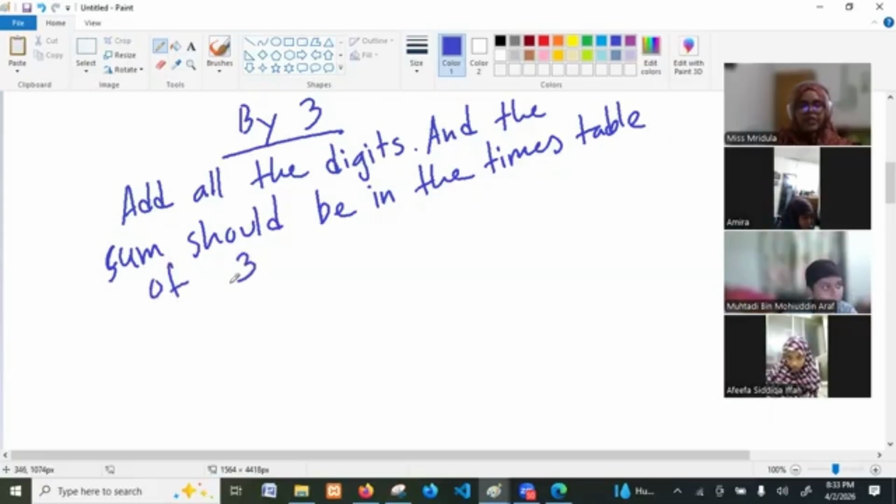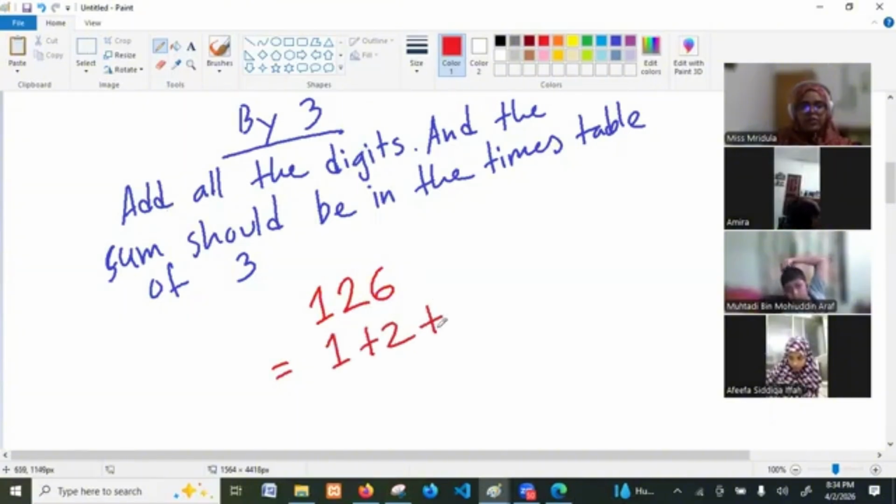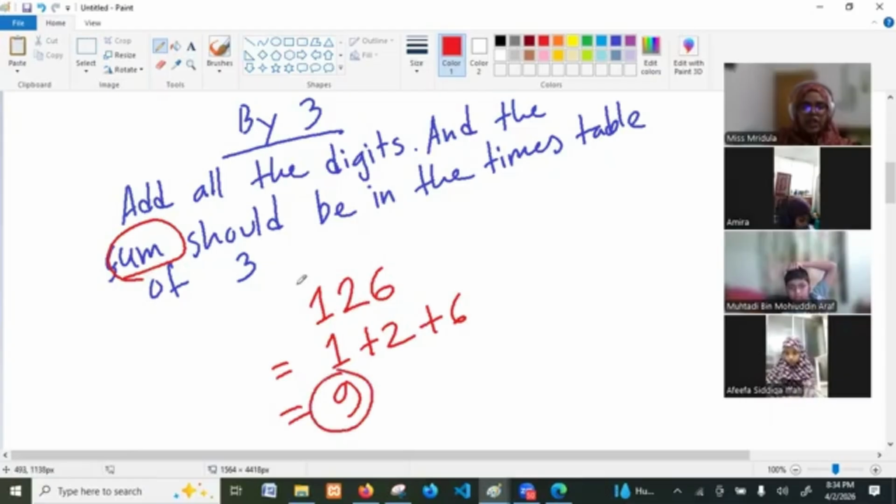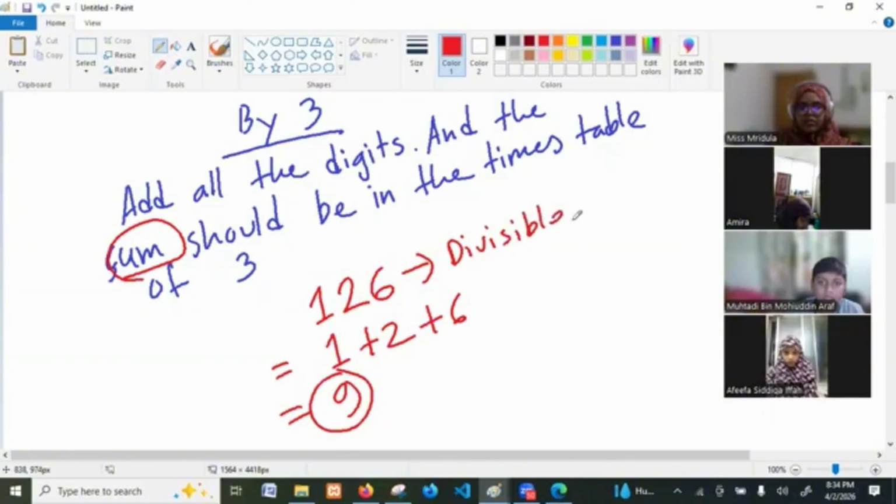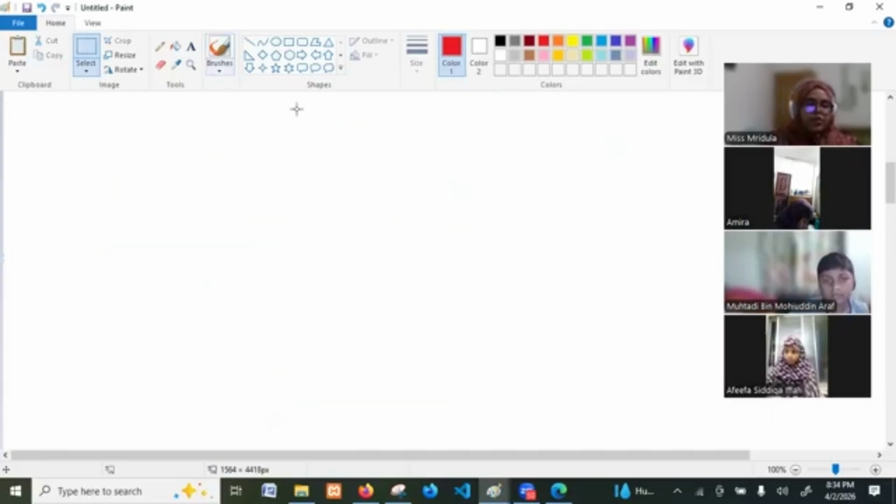If I give you an example with a bigger number, we can take 126. So we need to add all the digits. So 1 plus 2 plus 6. We will get 2 plus 1, 3. 3 plus 6, 9. The sum is 9. It should be in the times table of 3. Is 9 in the times table of 3? 3, 3s are 9. Yes, that means this is divisible by 3. Okay? Let's come to by 4.